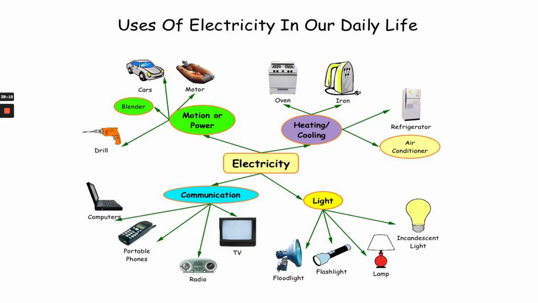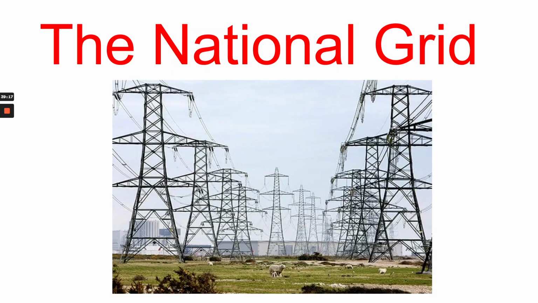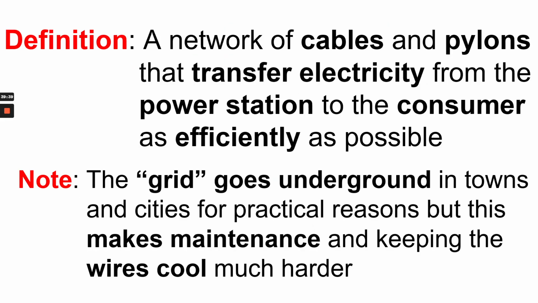4 marks. Uses of electricity in our daily life. It is essential for the national grid. Now, if you live in a city, you probably won't be too familiar with these, but if you drive through the countryside, you'll see them all the time. Cables are easy. They're the big thick wires at the top. Pylons are the things that hold the cables, that kind of look like mini Eiffel Towers. So what is the national grid? You need to know its definition. A network of cables and pylons that transfer electricity from the power station to the consumer as efficiently as possible.